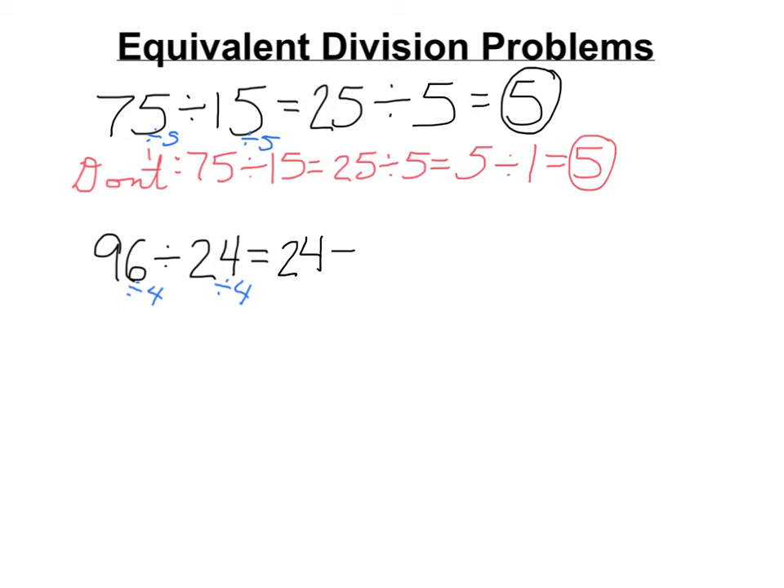And then 24 divided by 4 is 6. We've now created an equivalent division problem. And this is much easier to solve. Now this is mental math. 24 divided by 6 would be 4. And there's my answer.